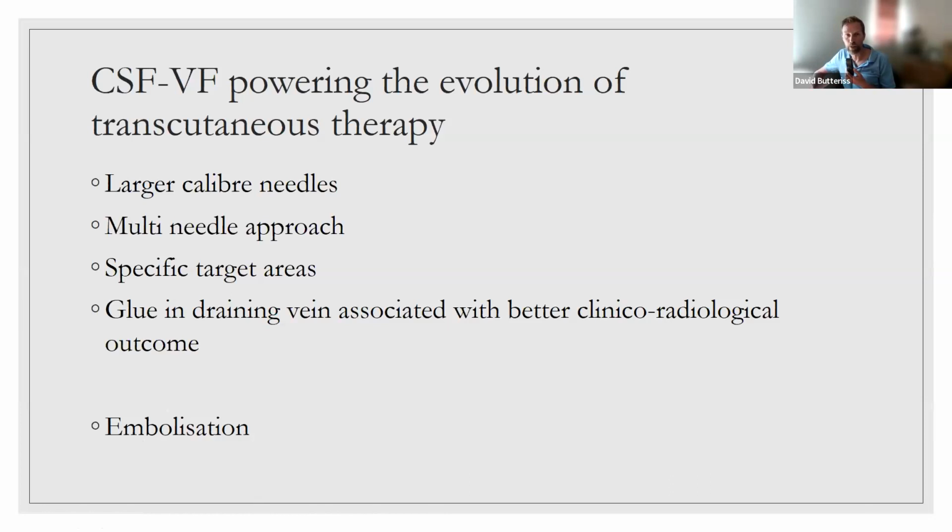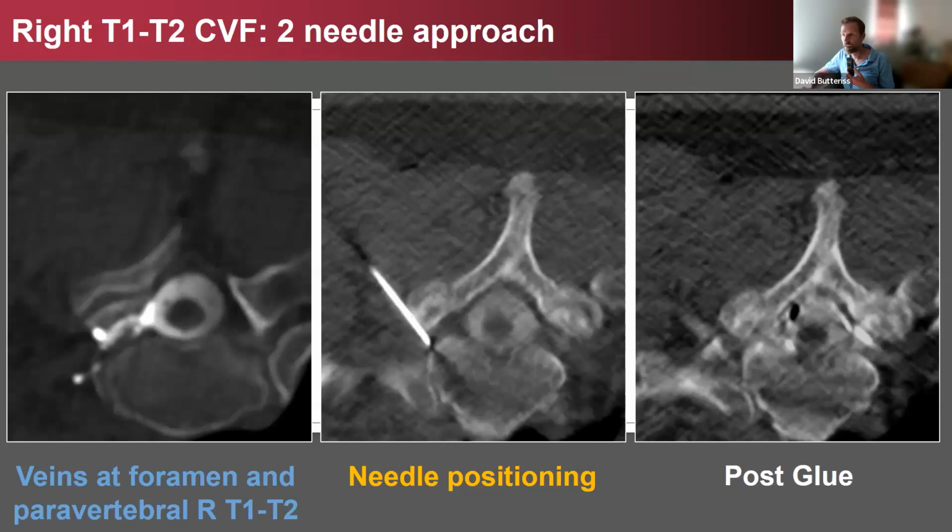And also now recently described is transvenous embolization of fistulae, akin to treating a brain AVM, putting a vascular catheter in via usually the femoral artery, getting it all the way up through the azygos vein into the segmental vein of the spine, and then using one of the intravascular glues to try and block the fistula. So we'll talk about that in a sec.